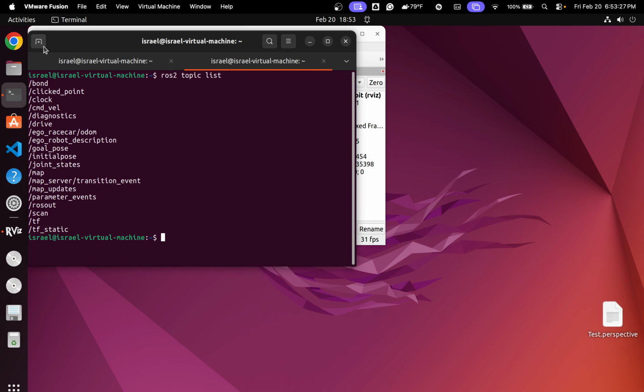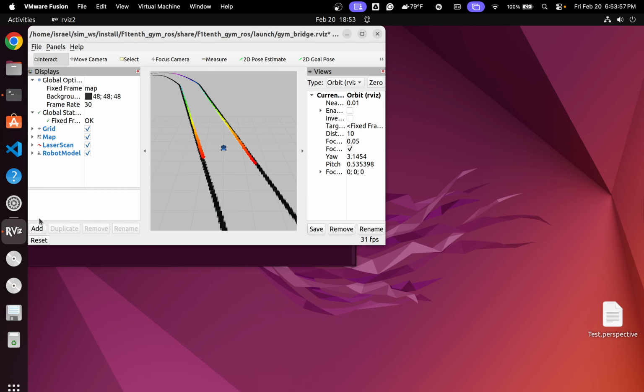Yeah, that's how that control works, you have to press the stop. To reset the position, use the 2D pose estimate. If you are playing around with the map or the simulation, and something is happening and the car is lost, you can use 2D pose estimate to just do this, and the car will respawn there.